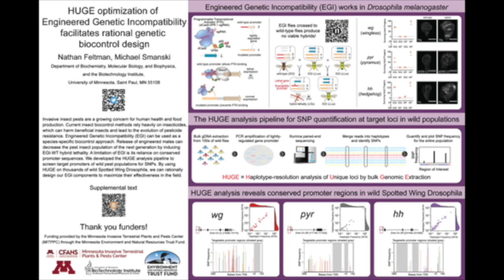A limitation of EGI is its reliance on conserved promoter sequences to drive hybrid lethality. We've developed the HUGE analysis pipeline to screen target promoters of wild pest populations for genetic variations, such as single nucleotide polymorphisms. By using our HUGE pipeline on thousands of wild spotted-wing Drosophila, we can rationally design our EGI components to maximize their effectiveness at reducing the number of spotted-wing Drosophila in the field.